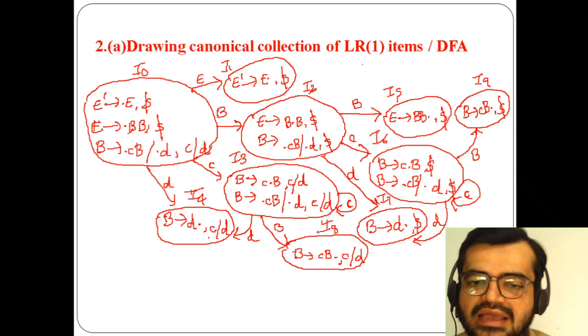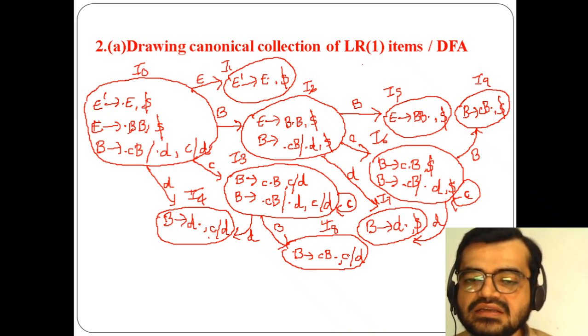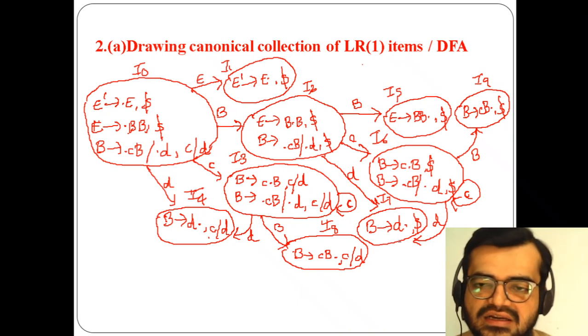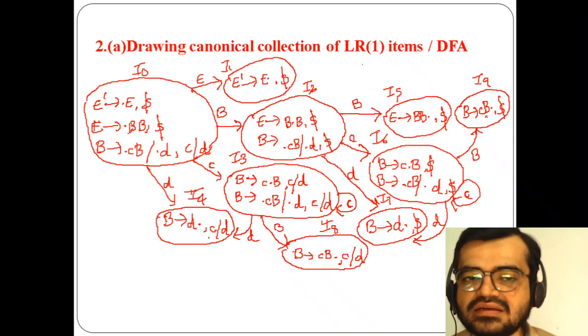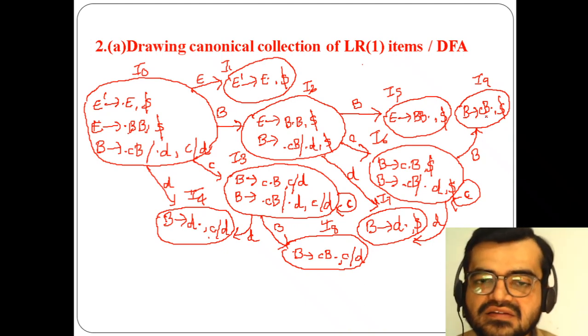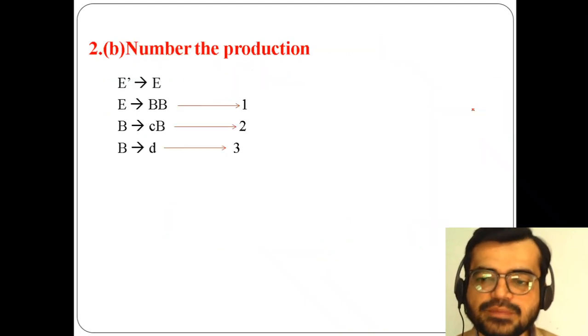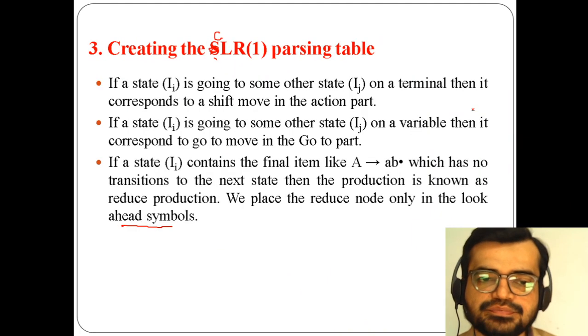Similarly, if you see I8 as well as I9, in I8 also B → cB. is there, and in I9 also B → cB. is there. What is the difference? The difference is in the lookahead symbols. Here c or d is there and here dollar is there. So if you merge I8 and I9, it will become a single state. That means three states you can decrease by merging the similar states. The same thing we need to perform in the LALR(1) parser.